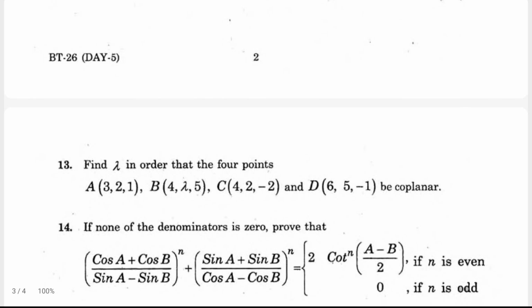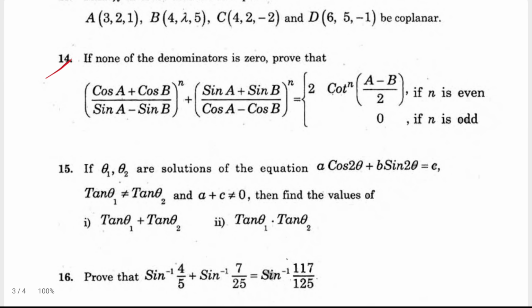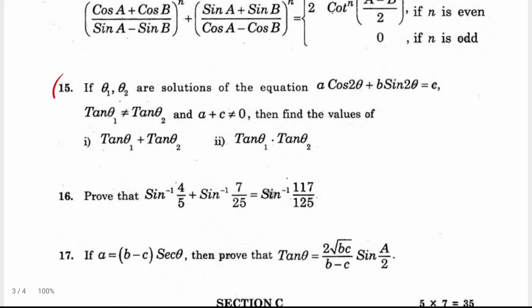Question number 12 you can see. Then after that 13, okay, 4 points are given. You have to find the coordinates. Then question number 14 here: if the direction cosines of the line are 0, prove that. This is the 15th question.